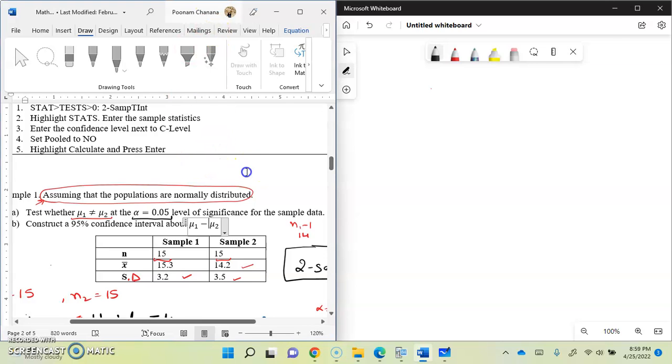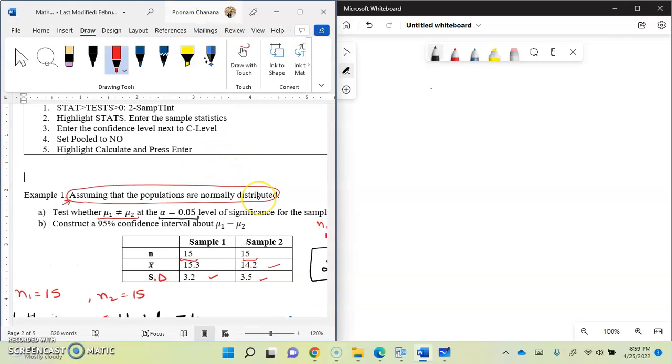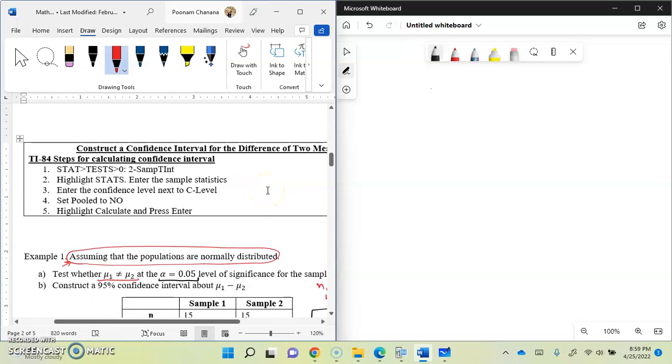So we are doing question number 1. There is a second part to it. It says construct a 95% confidence interval about mu1 minus mu2, the difference of means, right? So we already tested the first part. So here on your notes are the instructions.